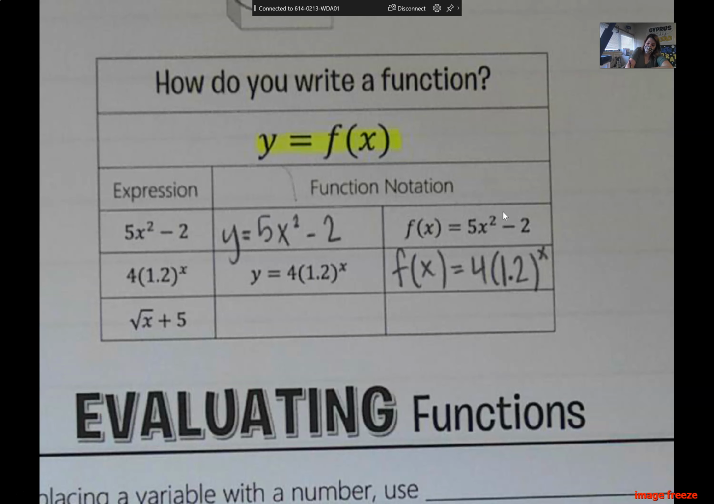I'll come around and verify that you did it when we start doing our first couple of problems.